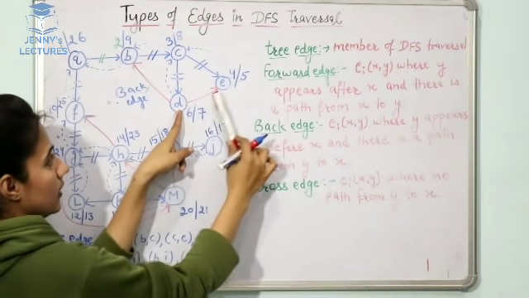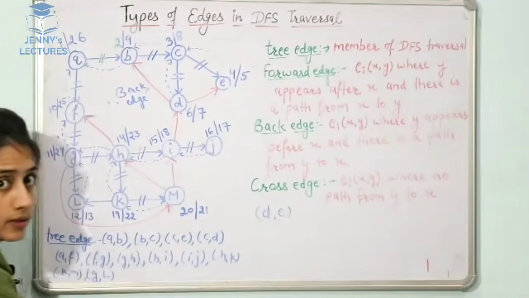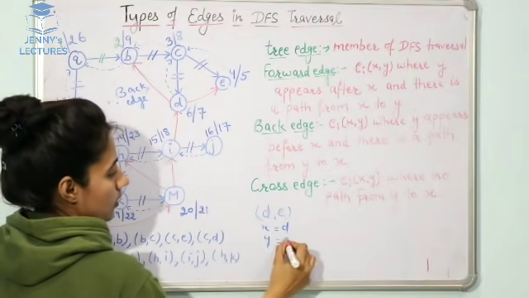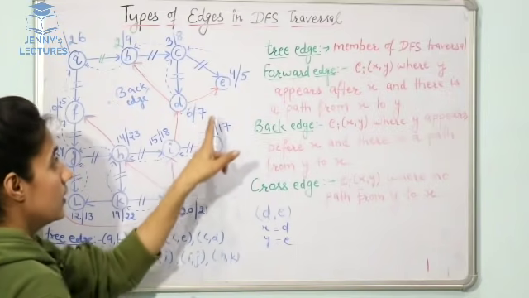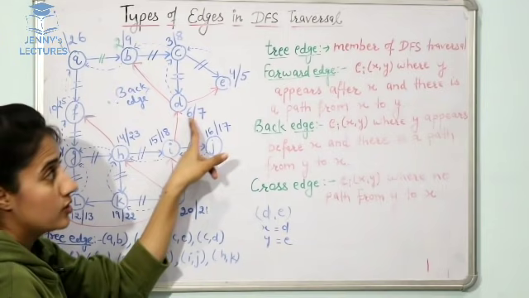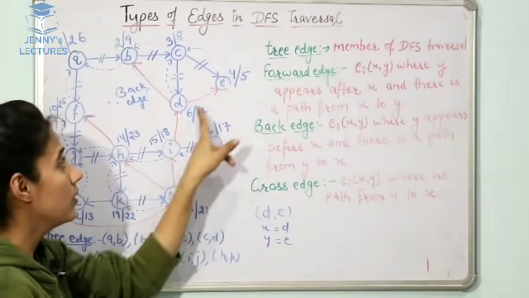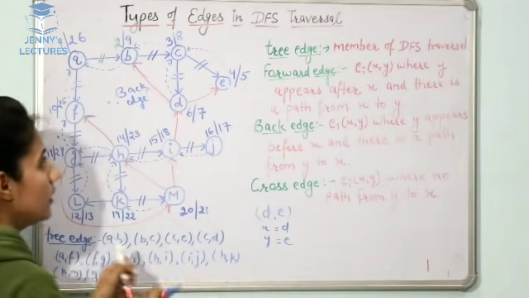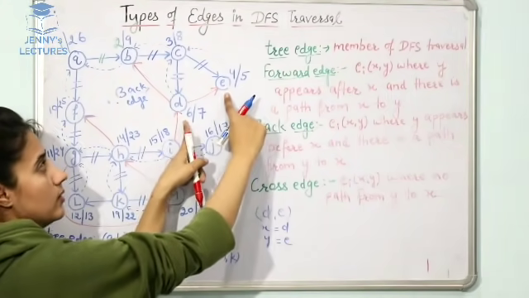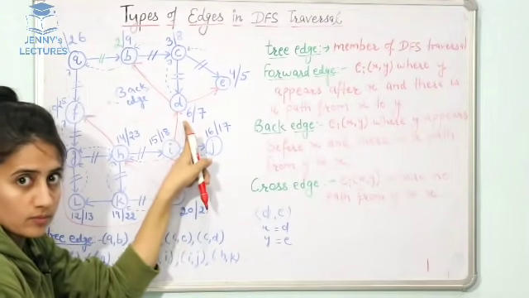Let us take one more edge. Let us take this one, DE. Edge is from D to E. Here x is what? D and y is what? E. Find out which one appears first. Starting time of E is 4, starting time of D is 6. Fine. Starting time of E is less than starting time of D. It means E appears before D. Right? Means y appears before x.